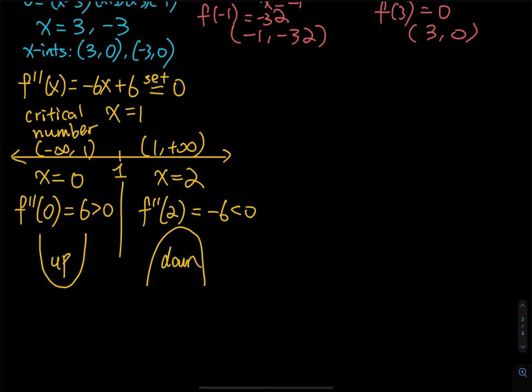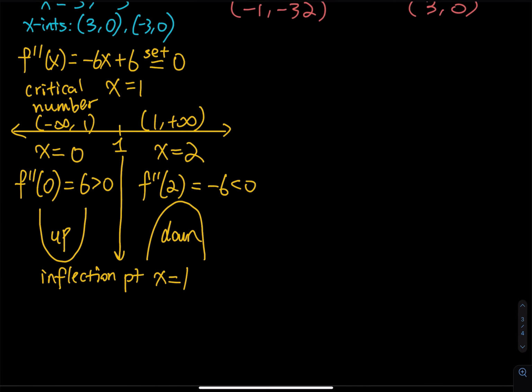And then from concave down to concave up, you have an inflection point at x equals 1. So where is this point exactly? You have to ask your original function. So f of 1 is equal to negative 16. Then the inflection point is 1 comma negative 16. So now we already have all the information to sketch the graph.